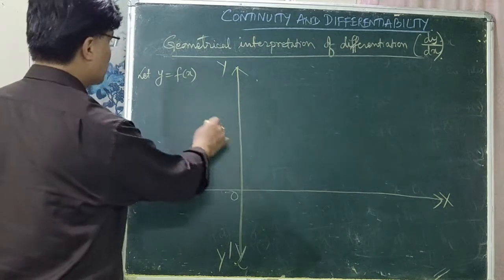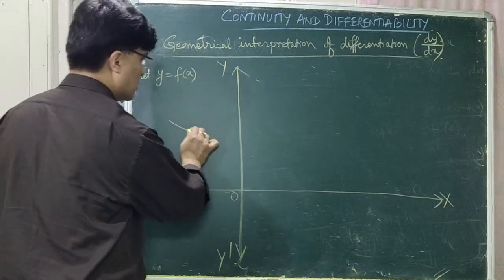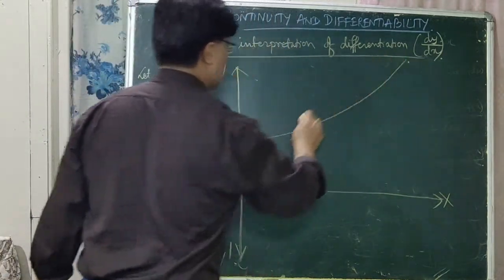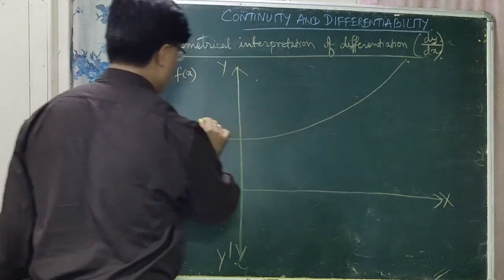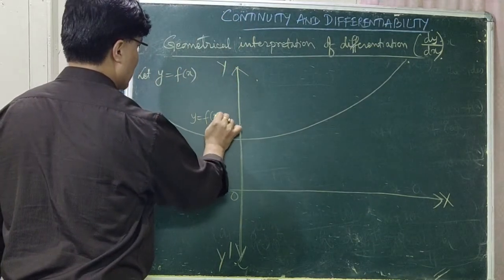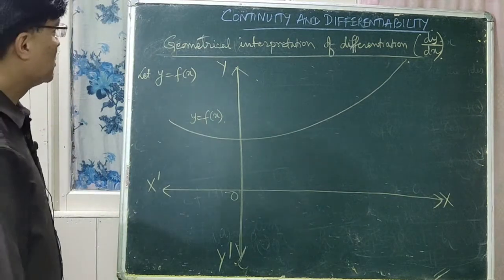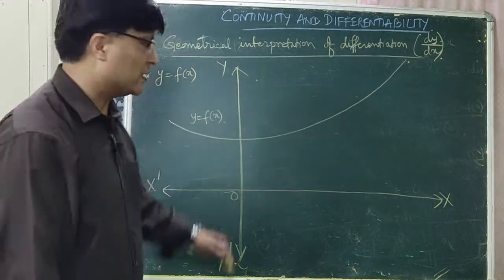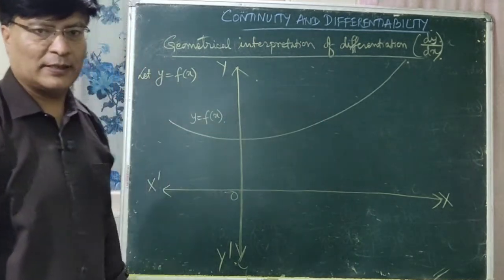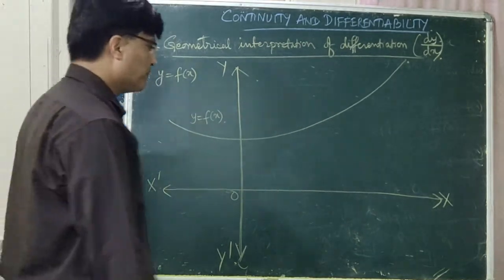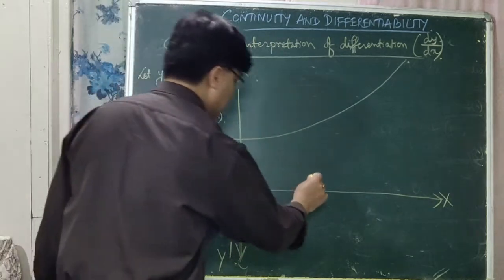So let us draw the general curve here. Suppose this is your y is equal to f of x. This is the equation of a curve, right? So now let us take x here.